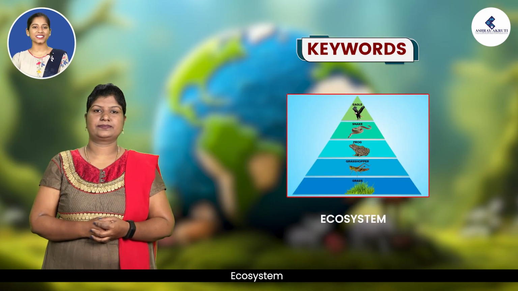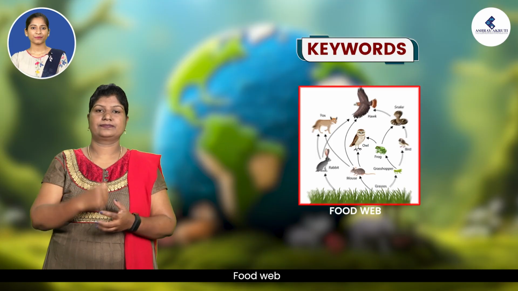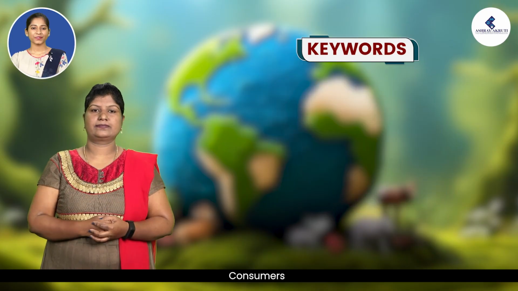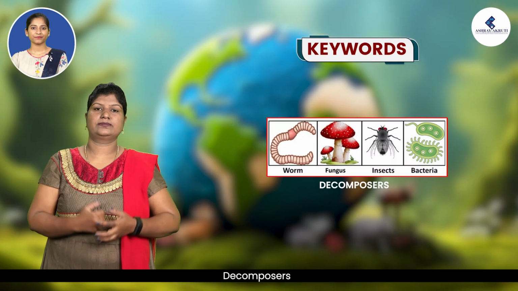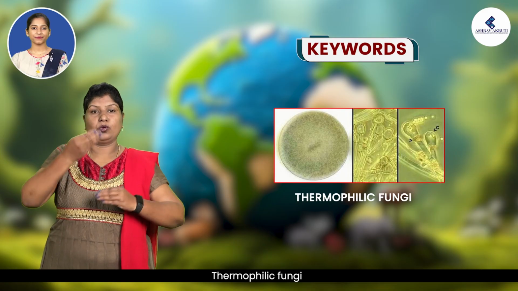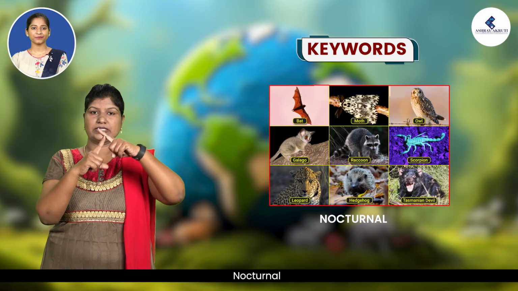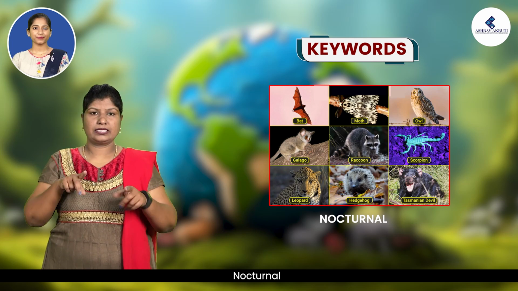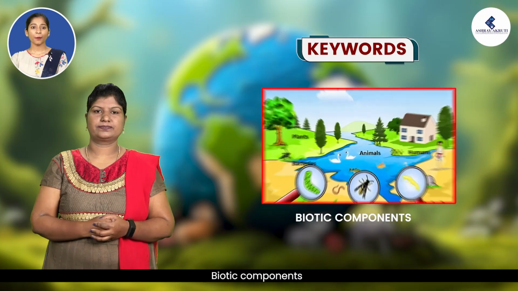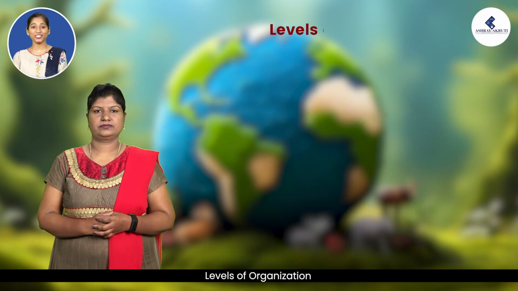Keywords: habitat, ecosystem, food web, producers, consumers, decomposers, thermophilic fungi, energy flow, nocturnal, biotic components, abiotic components, levels of organization.